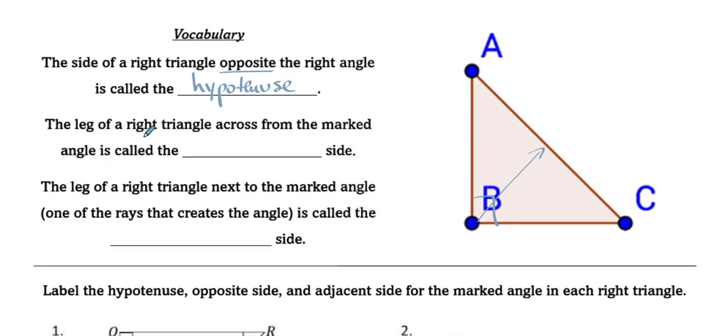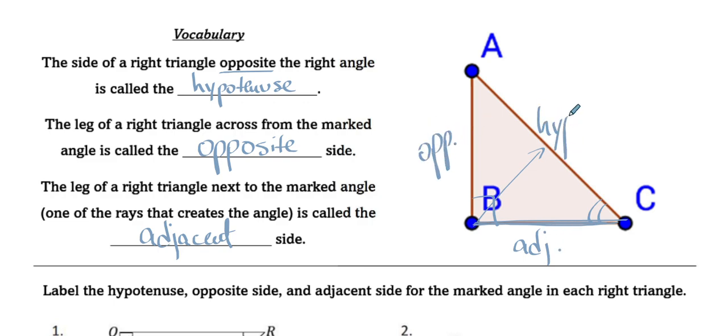The leg of the right triangle across from the marked angle. So I'm going to have to mark an angle here. Let's say I mark angle C. The one that's across from that is called the opposite side. The leg of the right triangle next to the marked angle, the one that's next to that marked angle and not the hypotenuse, that is called the adjacent side. So in this case, I marked C, so this would be my adjacent side, this would be my opposite side, and this would be my hypotenuse.